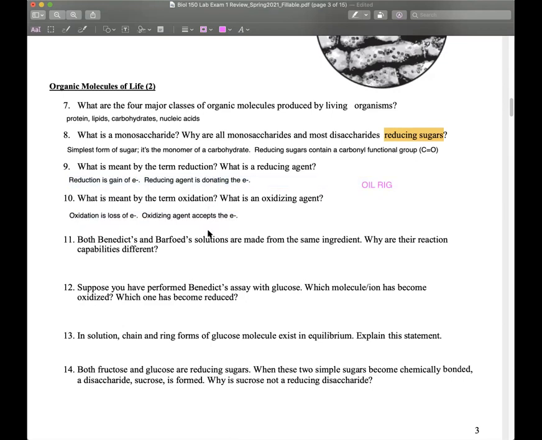Professor, I have a question. Mm-hmm. So we are talking about reducing and the reducing sugar. The reducing sugar, we call it reducing, is it because the carbonyl group can gain an electron or donate? It is a reducing sugar because it's a reducing agent. So it is donating the electron. So it itself is being oxidized, but it is a reducing agent.